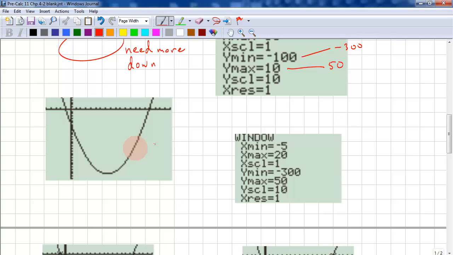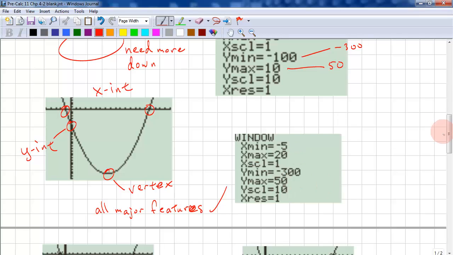And we get this graph down here. So let's take a look at what we have. We have x-intercepts. We have a y-intercept. We have the vertex. So we have all major features. So that's good. So that's the proper window for this function. And as you can see, we also have enough of a left bound to set and enough of a right bound to set.